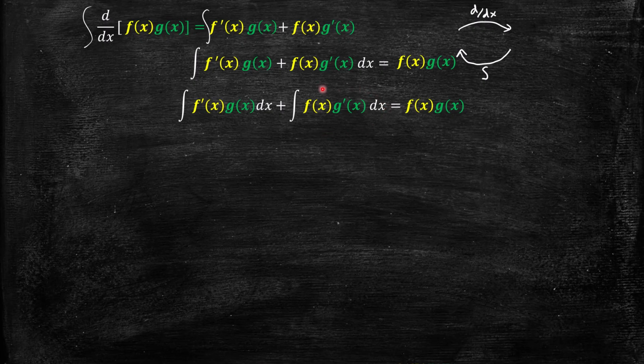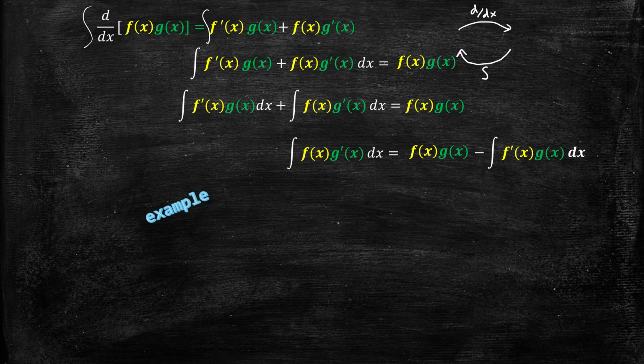We're going to isolate this by subtracting the other quantity from the other side. So we have f of x times g of x, and we're going to subtract that to the other side. And this right now is our working formula for integration by parts. There is a more efficient way to write this. We'll do that in the next slide, but let's just use this format once before introducing that.